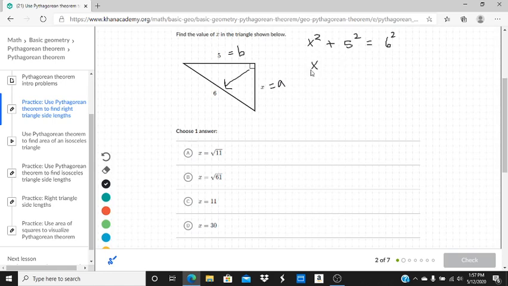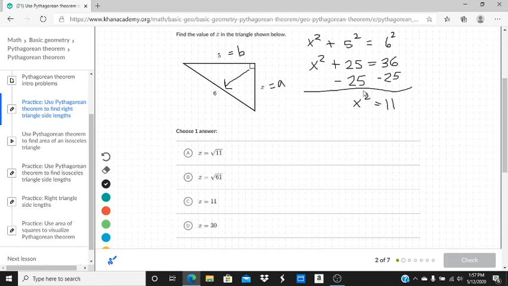So we still don't know what x squared is. 5 squared is 5 times 5, so x squared plus 25 equals 6 times 6, which is 36. Okay. I want to get x by itself on one side of the equation, so I'm going to subtract 25 from both sides. So I'm going to get x squared equals 11.